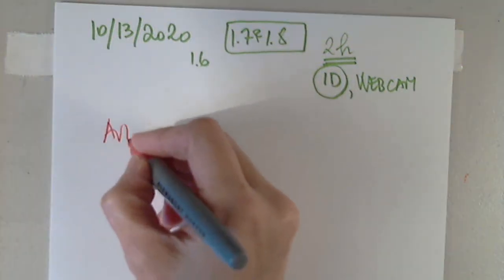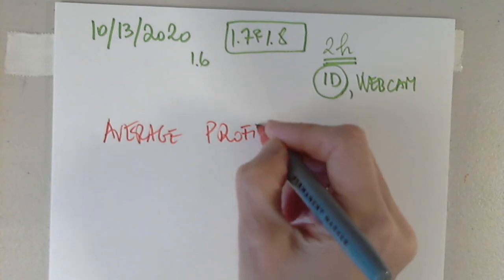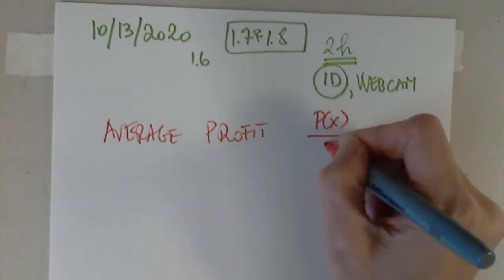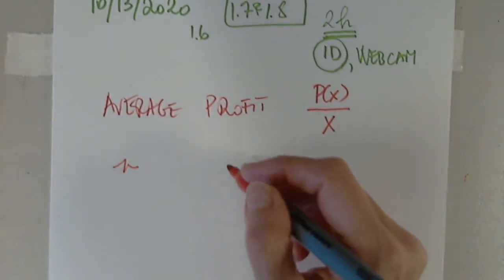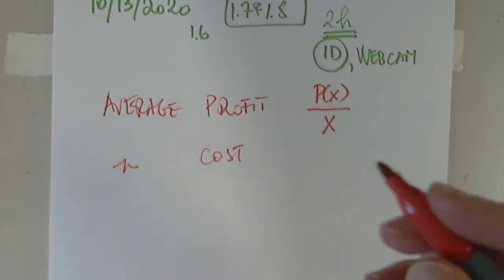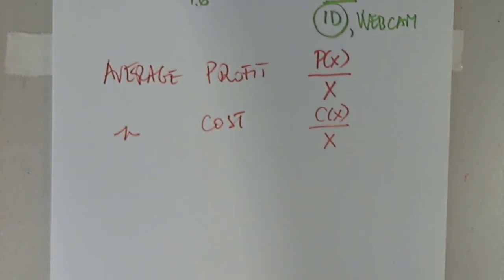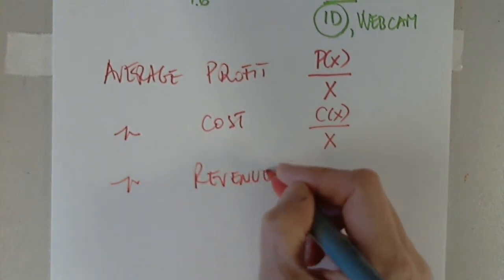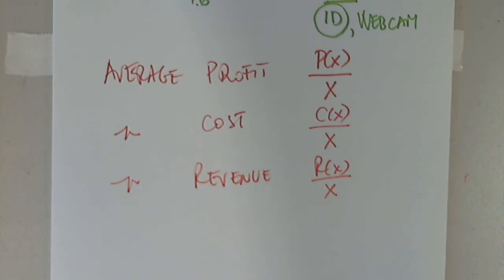The average profit is the profit divided by the number of units. The same thing with cost is C of X divided by the number of units. And the same thing with revenue is the revenue divided by the number of units. Since we are here, let's look at one problem.